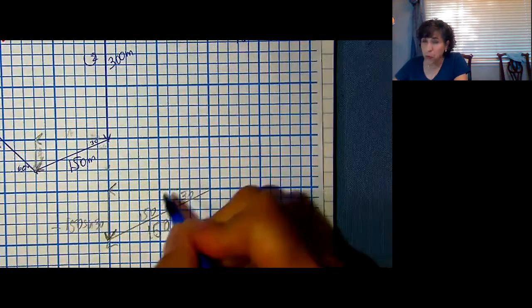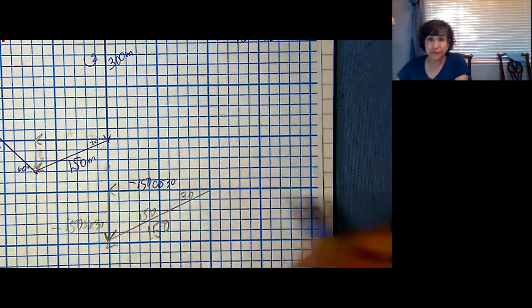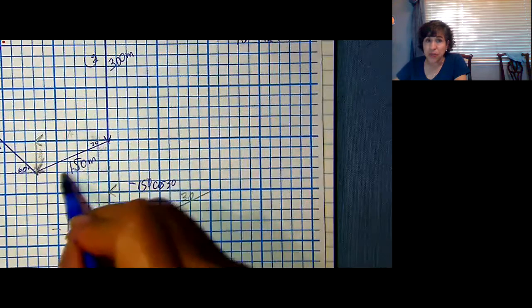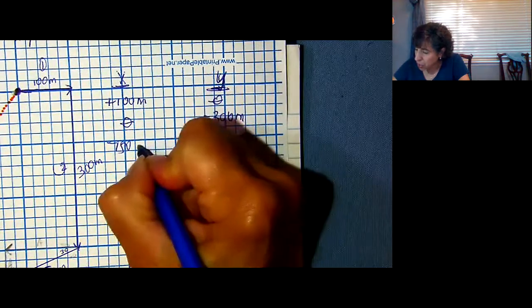Okay, and what about the other one? Well, if this one's 150 sine of 30, then this one is negative 150 cosine of 30. Okay, so we're just working on this vector. All right, so this one over here is going to be negative 150 cosine of 30.